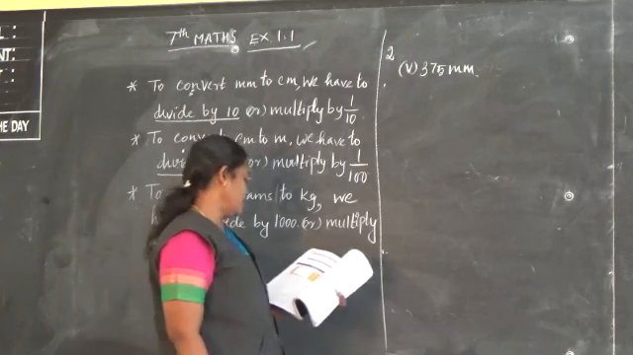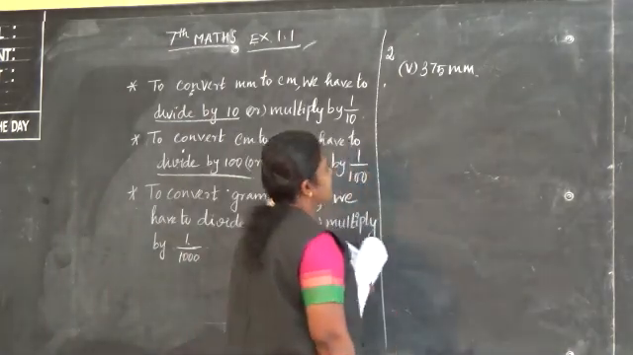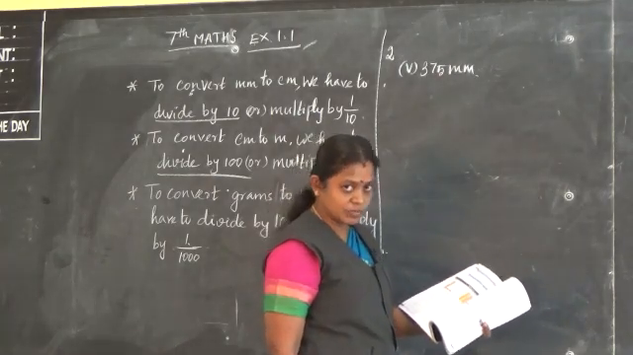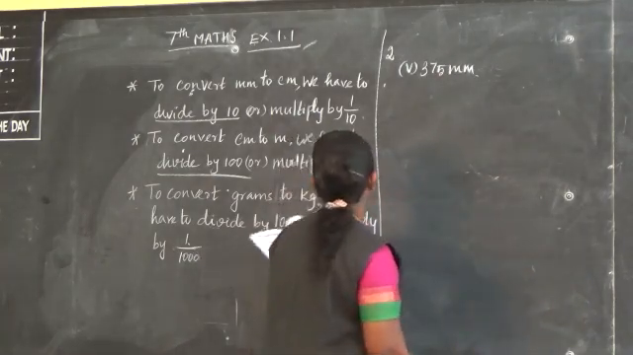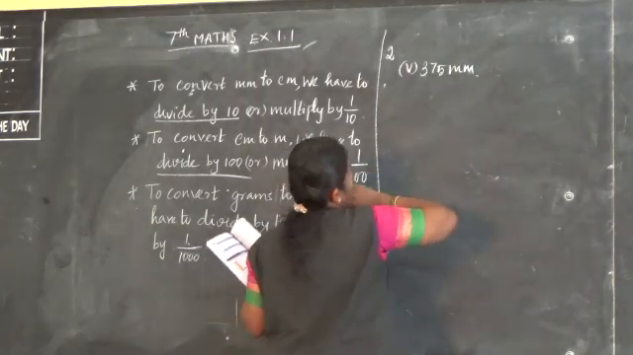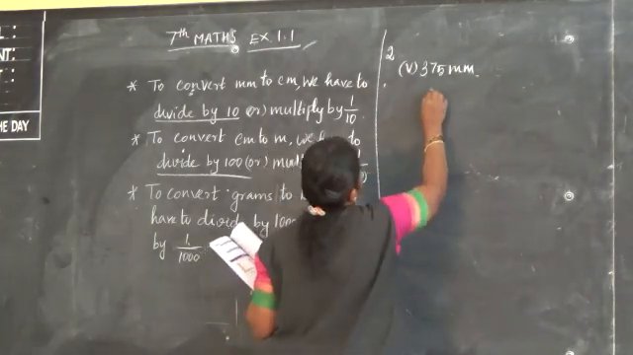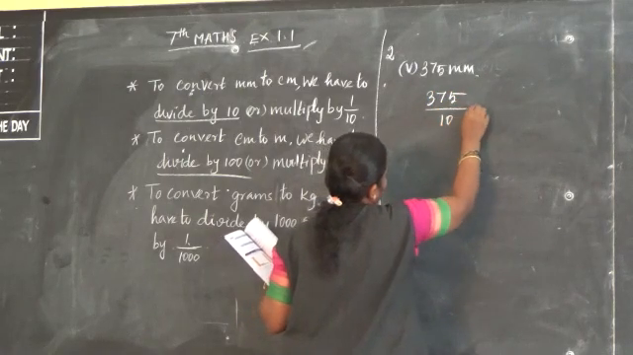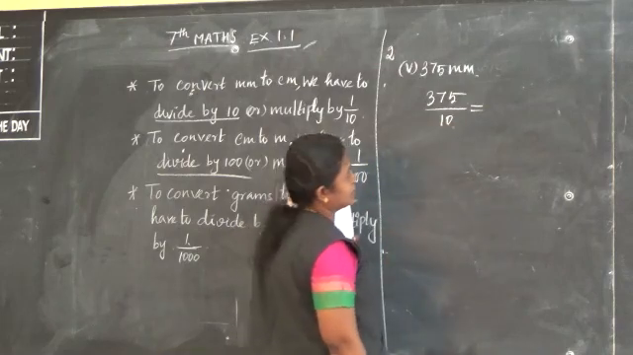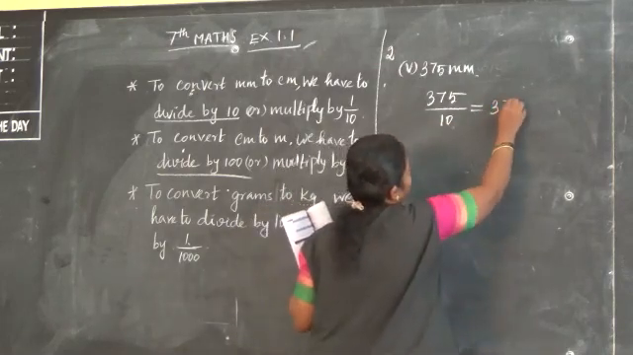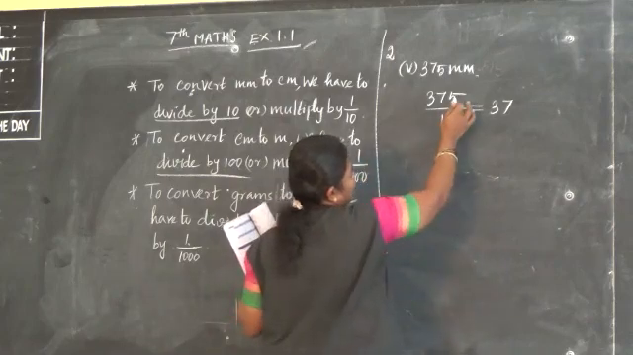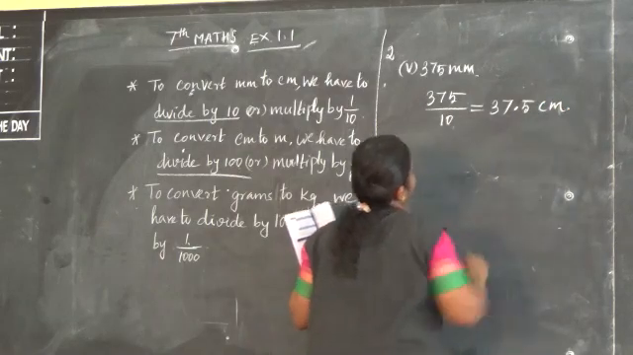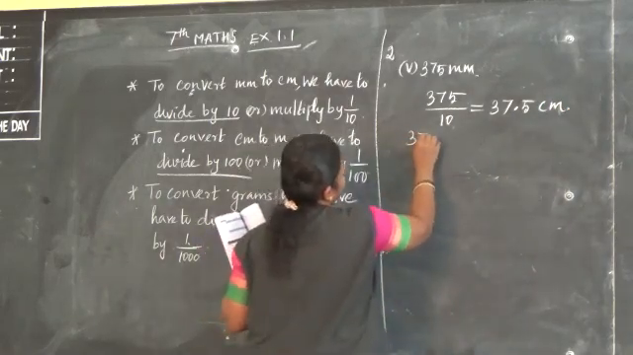Come to second Roman, fifth subdivision, 375 millimeter. This millimeter is given to us, we have to convert to centimeter. Millimeter to centimeter, we multiply by 1 by 10 or divide by 10. So 375 divided by 10. How many zeros are there in the denominator? Only 1 zero. So how many decimal points do we have to move? Only 1 point. So 37.5 centimeter.